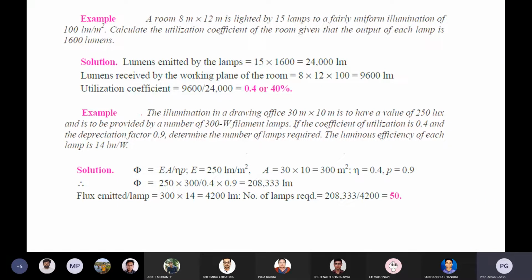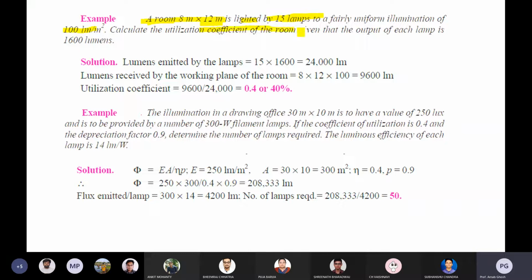So what is our first example? The area of the room is given: a room of 8 meter into 12 meter, lighted by 15 lamps. The number of lamps is also given, 15, to a fairly uniform illumination of 100 lumen per meter square. Calculate the utilization coefficient of the room. The given output of each lamp is 1600 lumens.